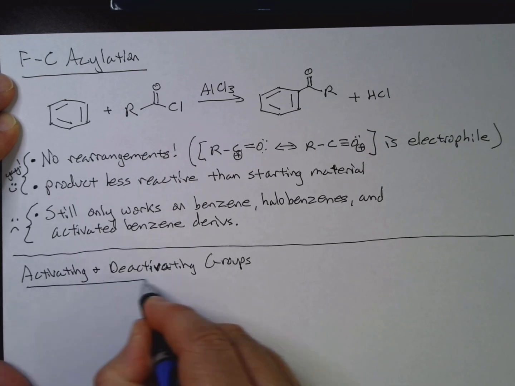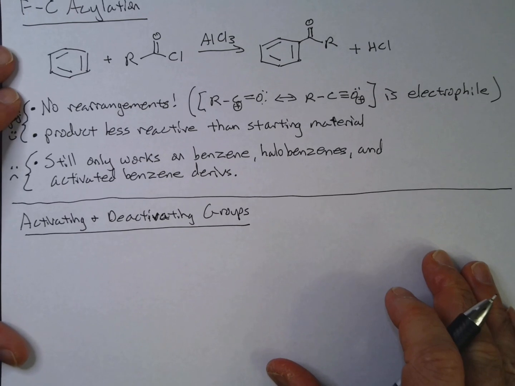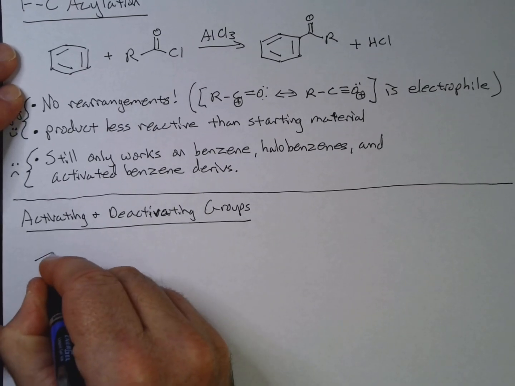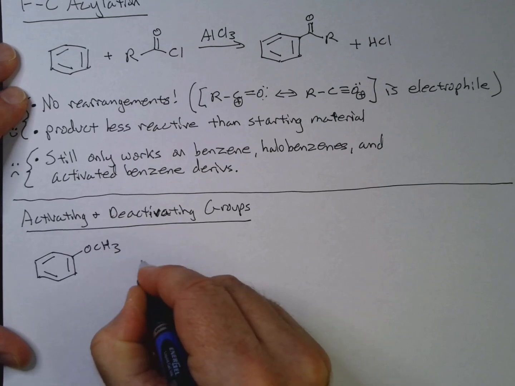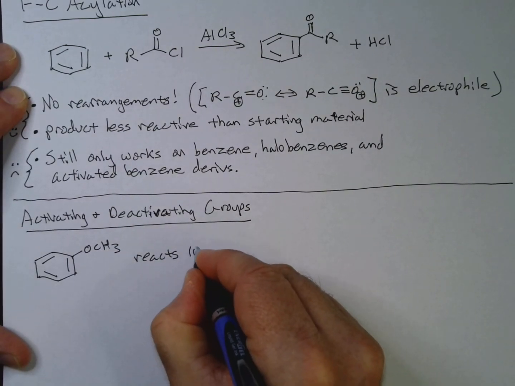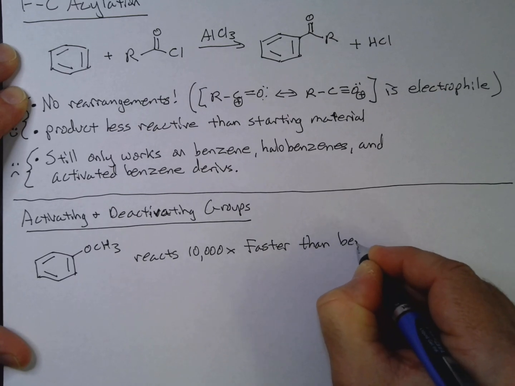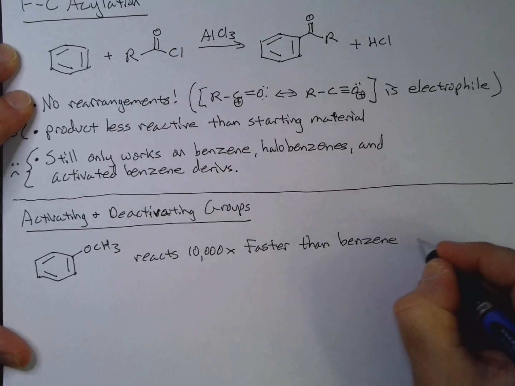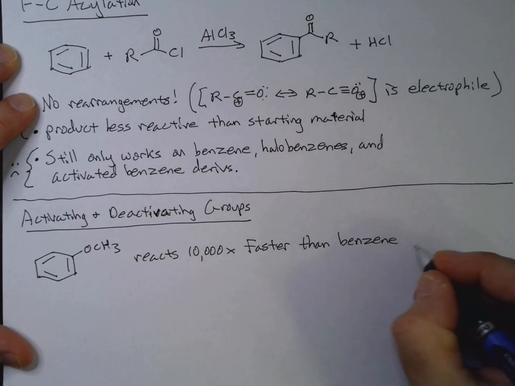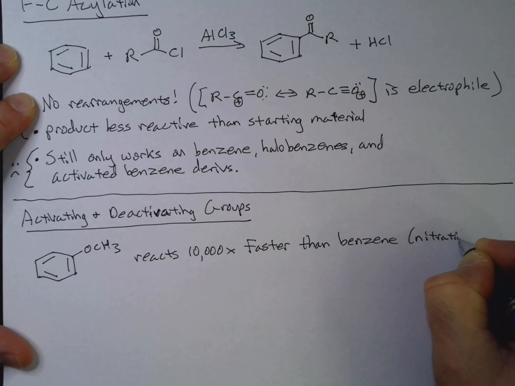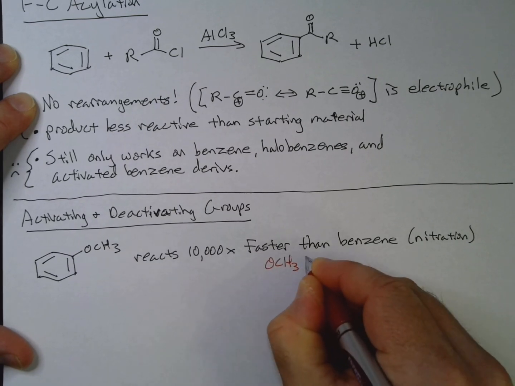All right. So an example of an activating group is methoxy. So if we had methoxybenzene, which is also called anisole, this reacts about 10,000 times faster than benzene. What should I say? Via nitration. So we would say that OCH3 is activating.